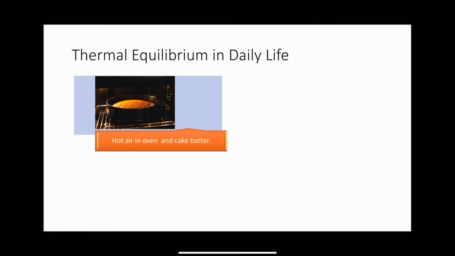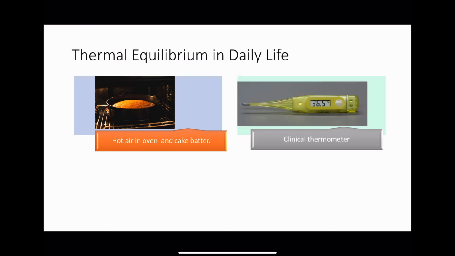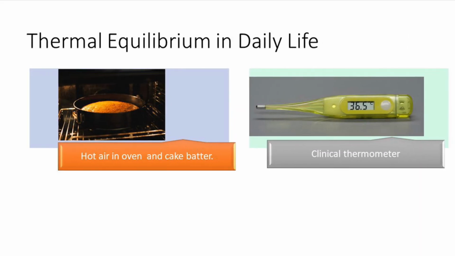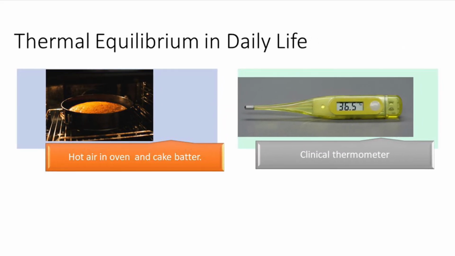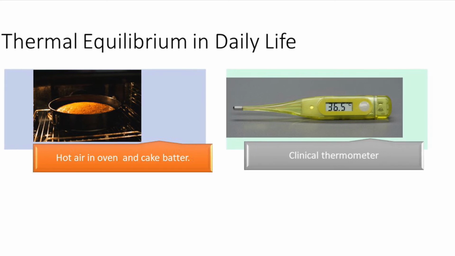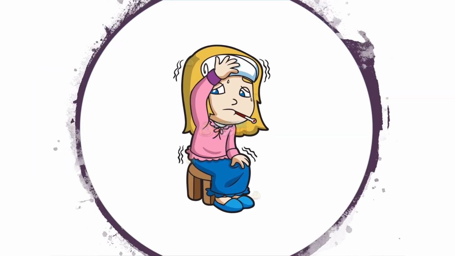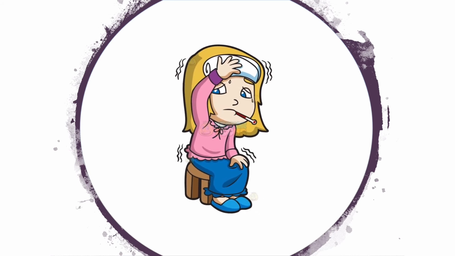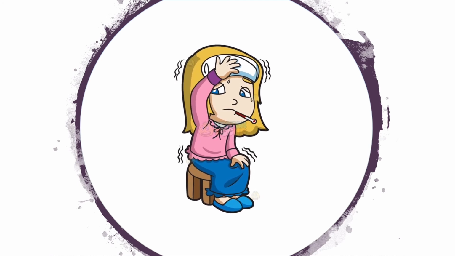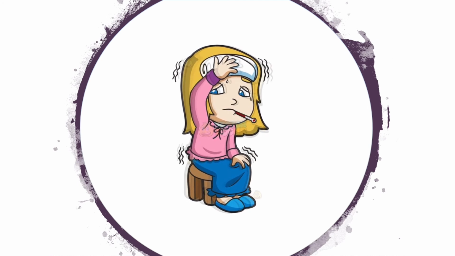Okay, second example is the clinical thermometer. Clinical thermometer is placed under the tongue of a patient. Heat from the patient's body flows to the thermometer until the temperature of the patient and the thermometer become the same. The body temperature of the patient can be determined because thermal equilibrium is reached.